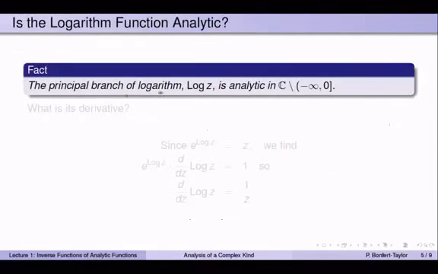In fact, it is true that the principal branch of the logarithm function is analytic in C minus the negative real axis. We haven't proved this yet. We won't really prove it, but we'll look at a more general fact. But let's first find the derivative of this function. How do you find the derivative?